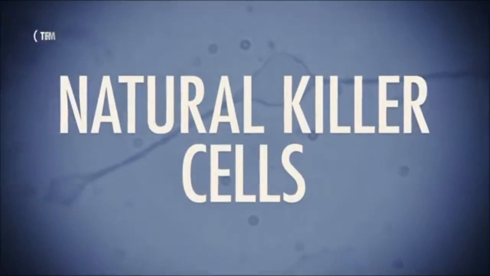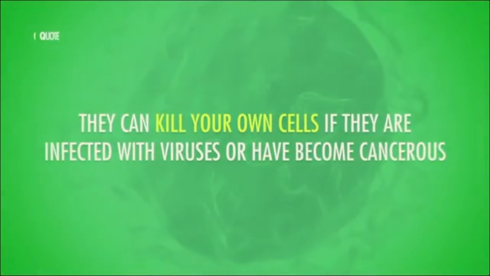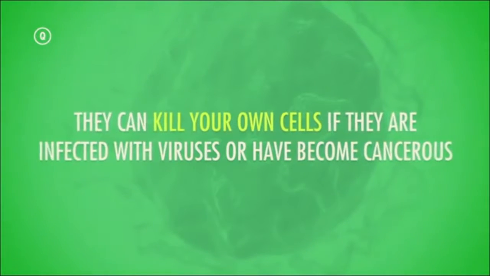But not all your defense cells are phagocytic. You've also got cells with what is by far the awesomest name of any cell in the body, the natural killer cells. These tiny assassins patrol your blood and lymph looking for abnormal cells and are unique in that they can kill your own cells if they are infected with viruses or have become cancerous.